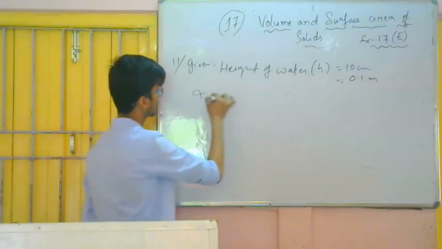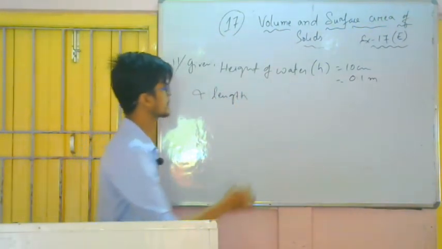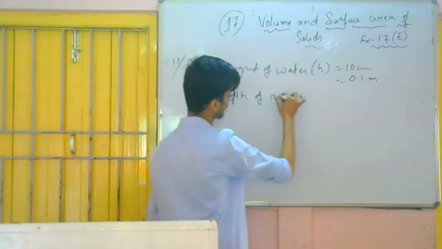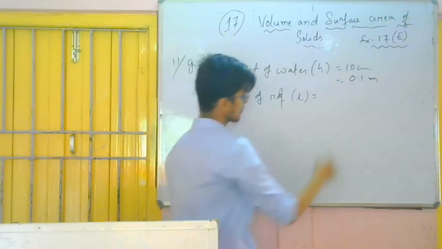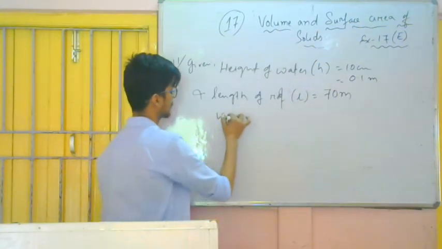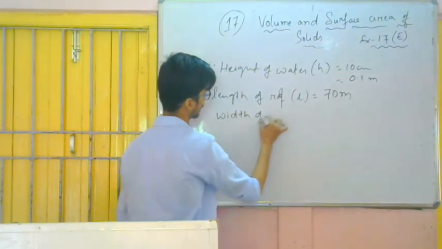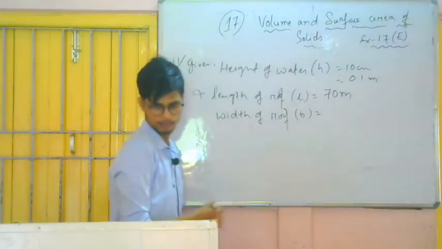And length of the roof, it is given. Length of roof L is equal to 70 meter and width is also given. Width of the roof, it is given 44, I think. Yes.